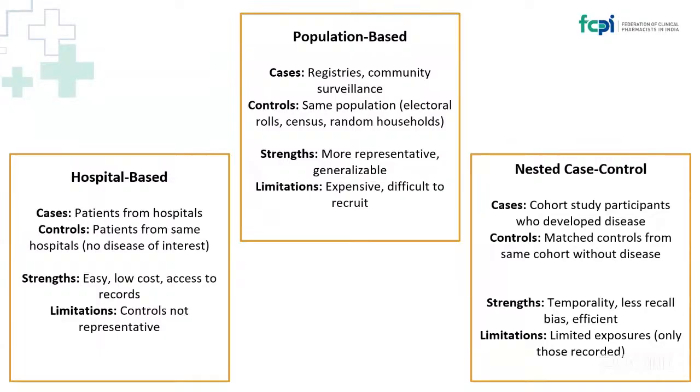Hospital-based, population-based, and nested case control. So the hospital-based case control study is where the cases will be the patients from the hospital, and the controls will be the patients from the same hospital, but will not have the disease of our interest. We are recruiting the patients with asthma. The cases will be patients with asthma, and the controls will be the patients without asthma. They will have other comorbid conditions, but will not have asthma.